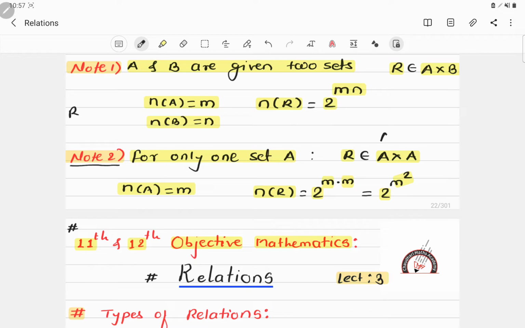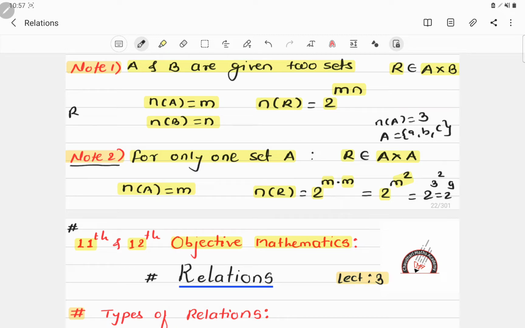For example, let's say there are 3 elements present in set A, like a, b, c. Then n of A in this case is 3, so the total number of elements is 2 raised to 3 squared, or we can say 2 raised to 9 elements are present under that relation. This is the way we can find out the maximum number of relations possible for the given sets.